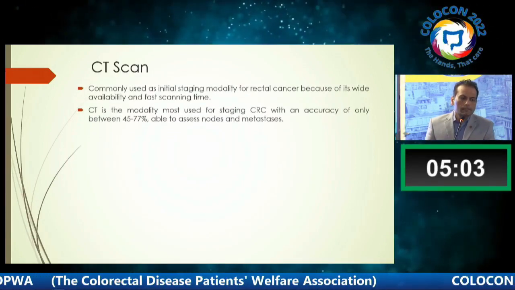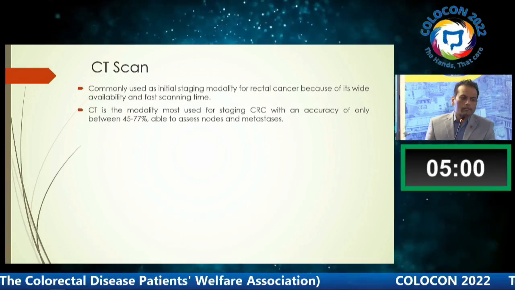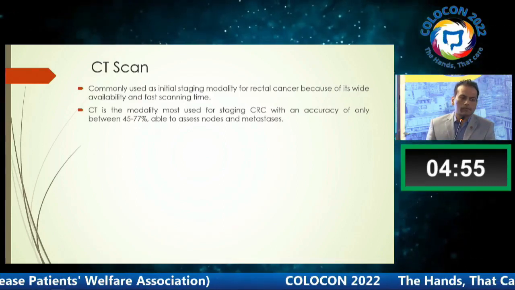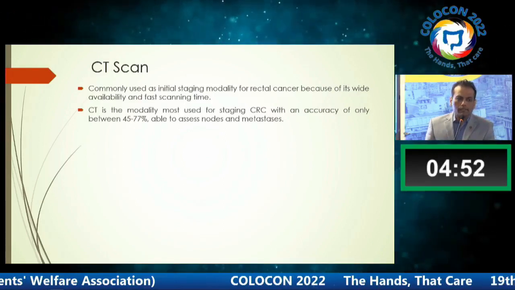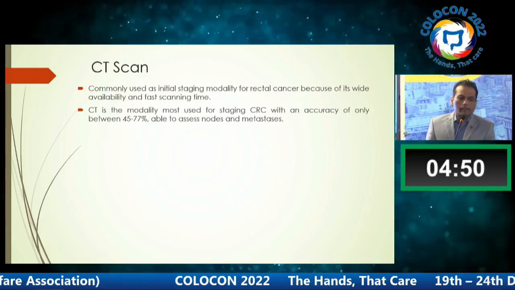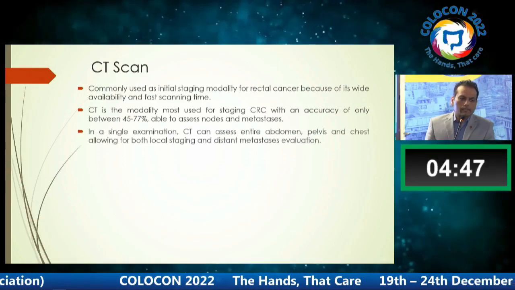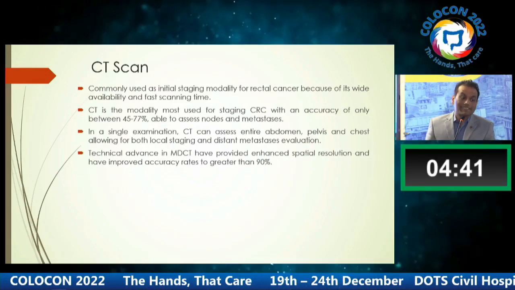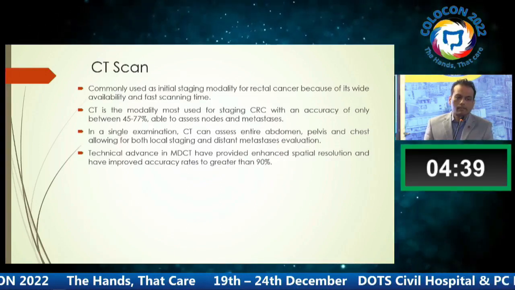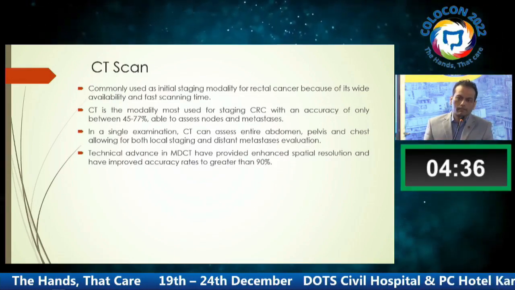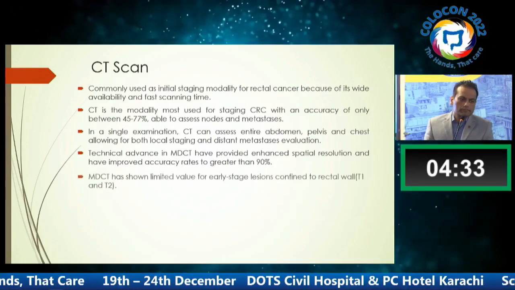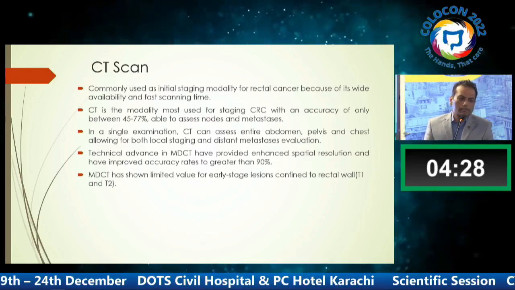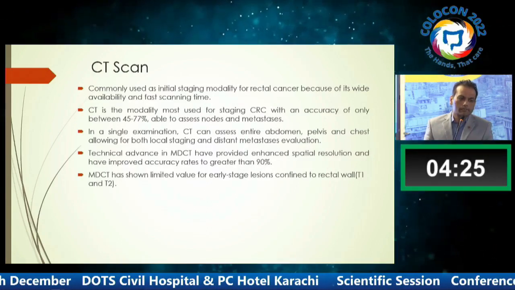The role of CT scan, as we have already discussed, is that it is the modality used as the initial staging modality for rectal cancer because of its wide availability. It has fast scanning time and it has accuracy. It is very good in assessing distant metastasis. And in a single examination, we can image the chest, abdomen, and pelvis. But MDCT has a limited role in early stage rectal tumors.